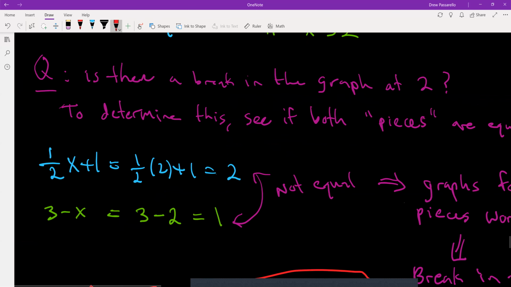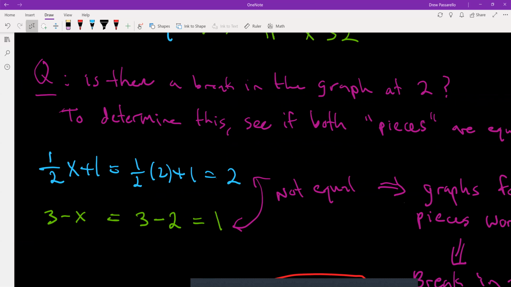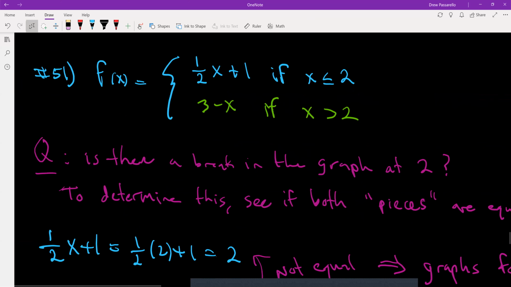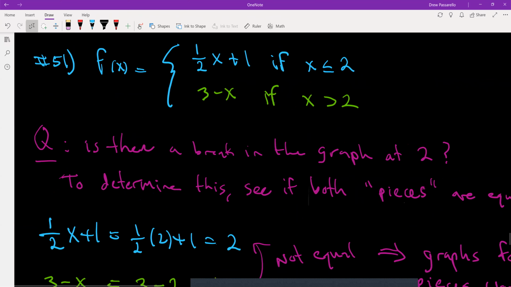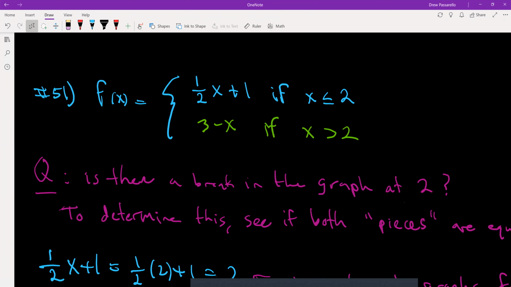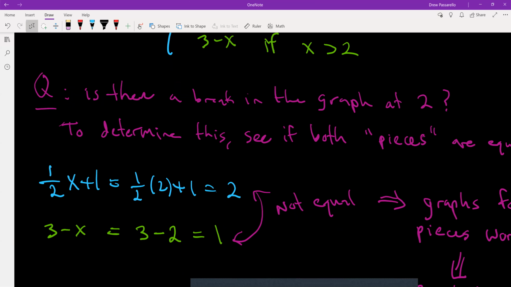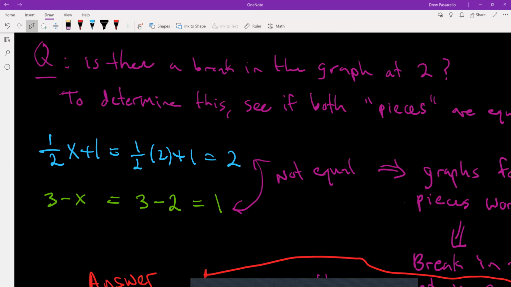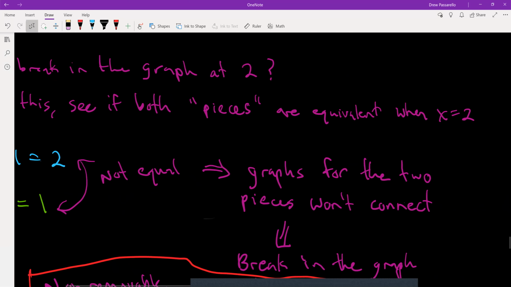But I went ahead and just determined, is there a break in the graph? Because I know it's going to be two pieces. It's a matter of, do the two pieces connect? And to see that, you just plug in the x value for which the conditions are applying to. So in this case, the conditions are applying to the x value 2. And I plugged 2 into the top piece and got 2 as its y coordinate. Plugged 2 into the bottom piece and you get 1. Since it's 2 and 1, they're not equal. So that means the graphs are not connected.